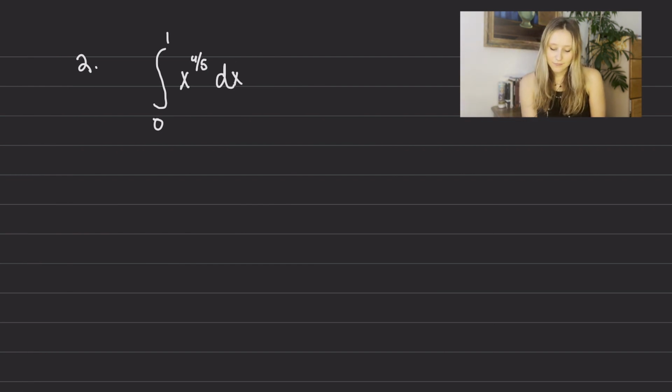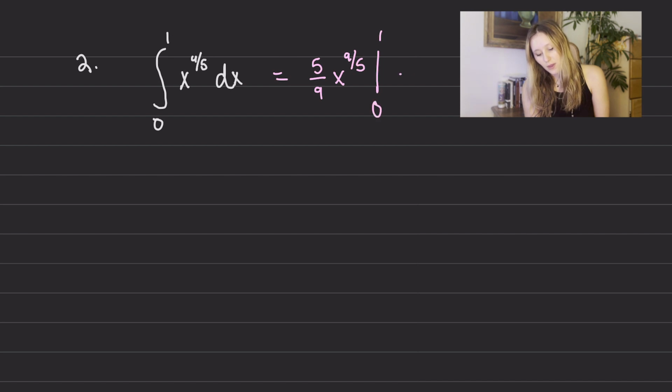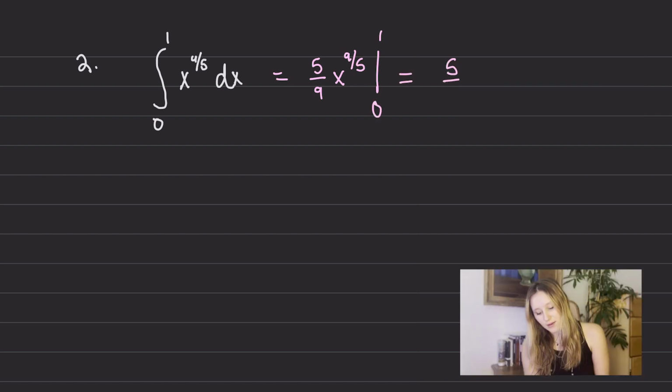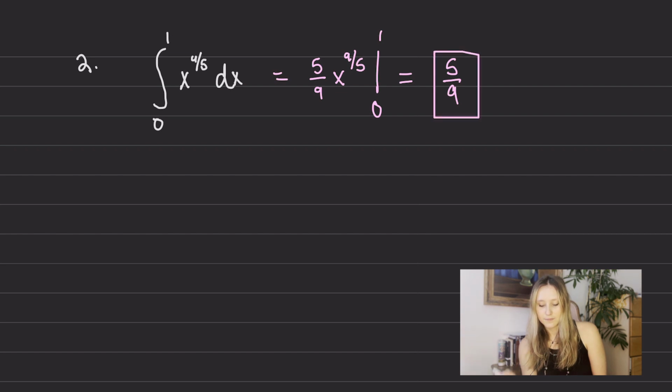Another classic, we get 5/4 x to the 9/5. I am so wrong. We get 5/9 x to the 9/5. Evaluate it at 1 and 0. And then we just get 5/9. 1 to the 9/5 is 1. 0 to the 9/5 is 0. So we just get 5/9. Good job.